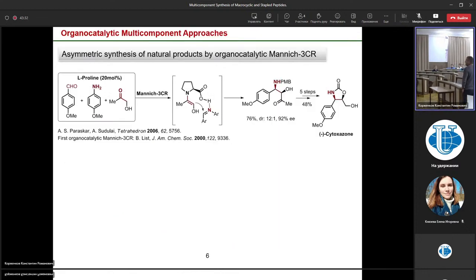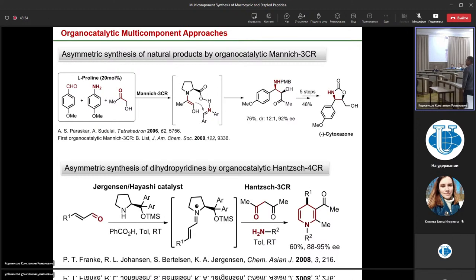Also, the idea of combining organocatalysis with multi-component reactions was not as new as we expected. Fortunately, nobody had done it before with isocyanides, but there were two groups combining, for example, the Mannich three-component reaction with organocatalysis. It's a typical Mannich catalyzed by proline, in which the enamine form allows the preferred attack to the imine, to the Schiff base, by one of the two faces.